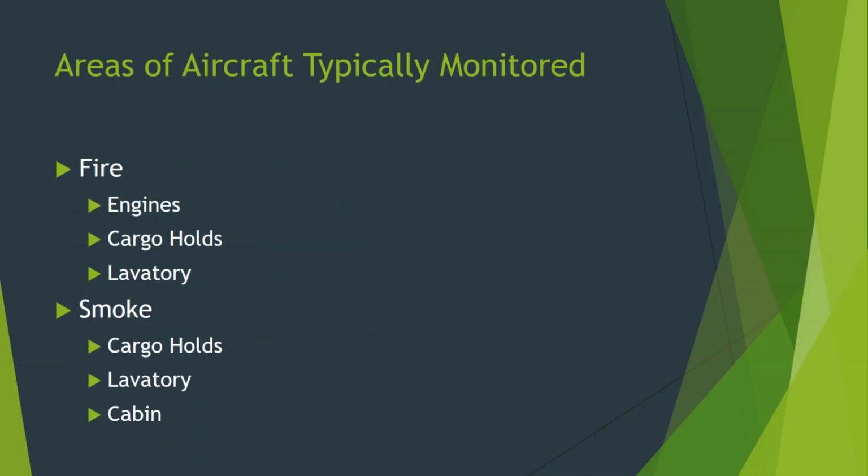So smoke: cargo holds, again lavatory, and the cabin area have smoke, with various ways of seeing smoke, and they may be smoke detectors. Most cabins with passengers don't have smoke detectors, but a cabin with 400 people probably has 400 smoke detectors on board, right? You can see it potentially, you can smell it, that kind of thing, so that falls in that category.